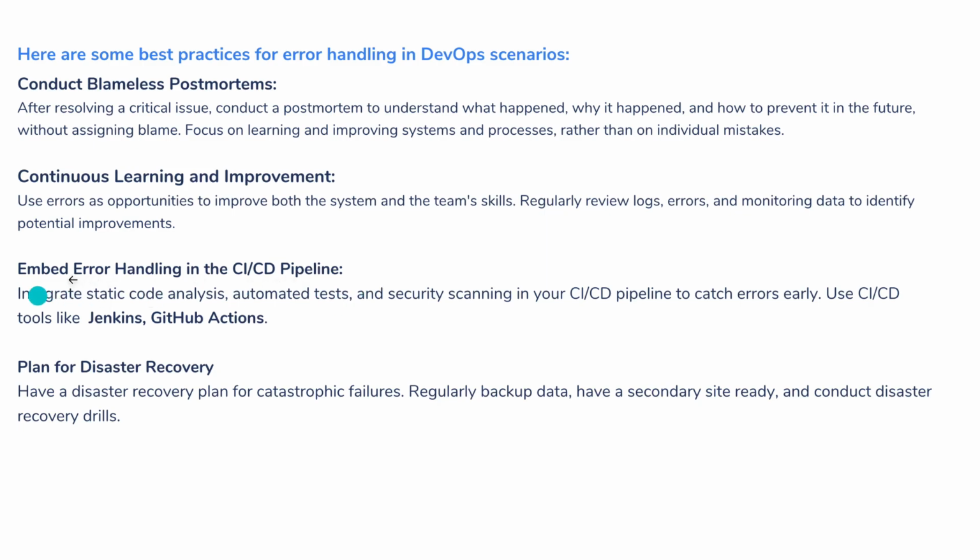Then embed error handling in the CI/CD pipeline. Integrate static code analysis, automated tests, and security scanning in your CI/CD pipeline to catch errors earlier. Use CI/CD tools like Jenkins, GitHub Actions, GitLab CI/CD. A lot of options, right? So use them. Then plan for disaster recovery, and this is the final and the most important point.